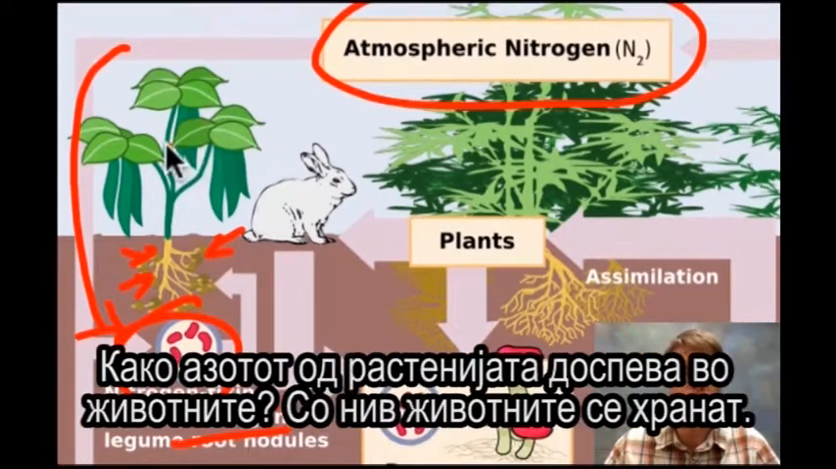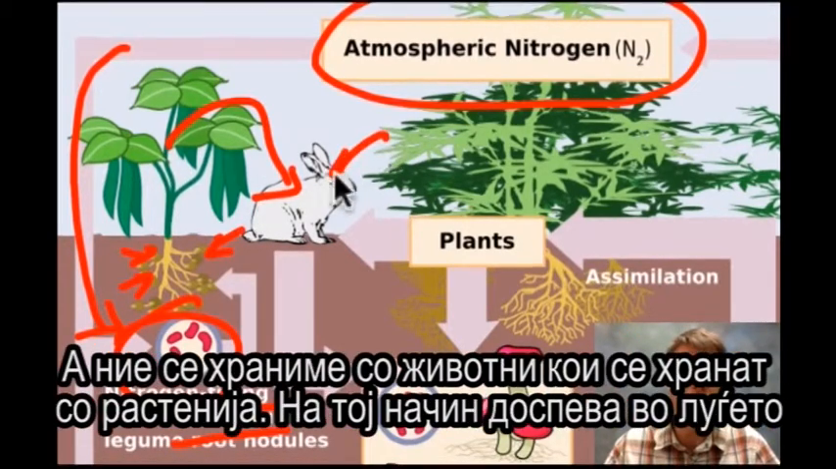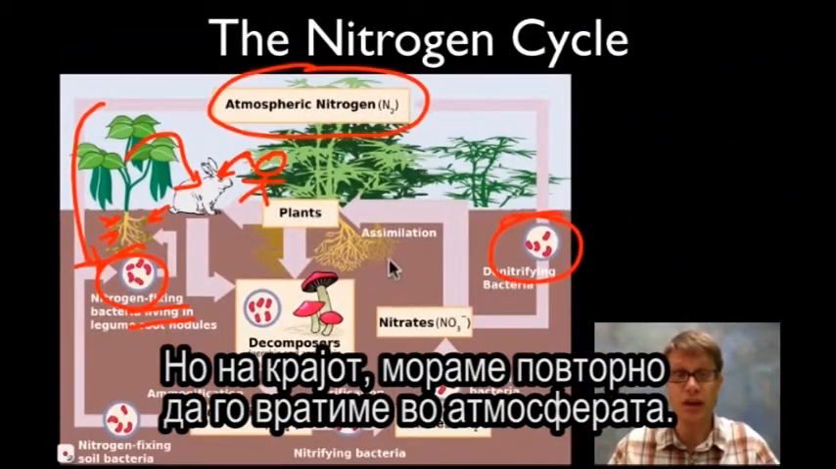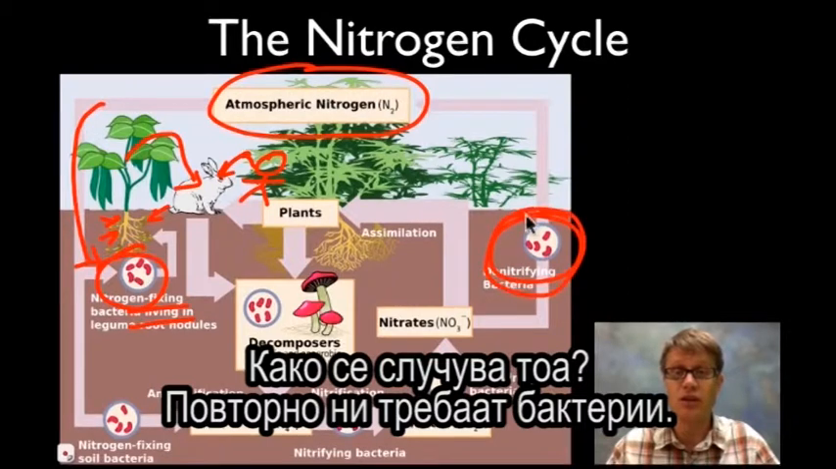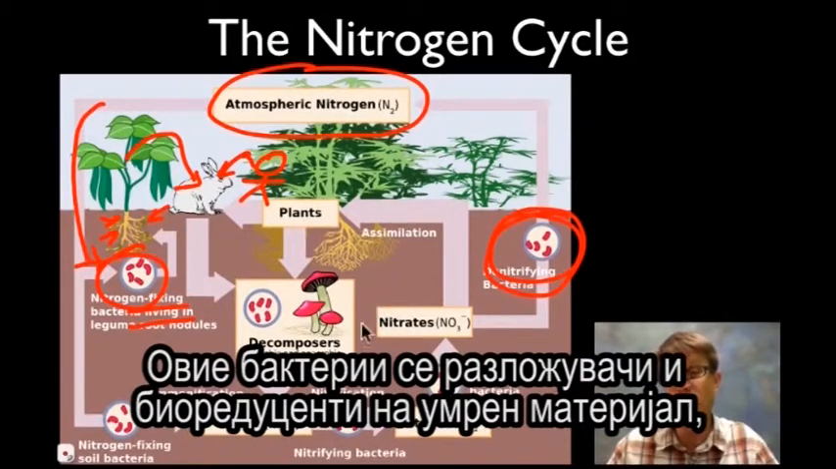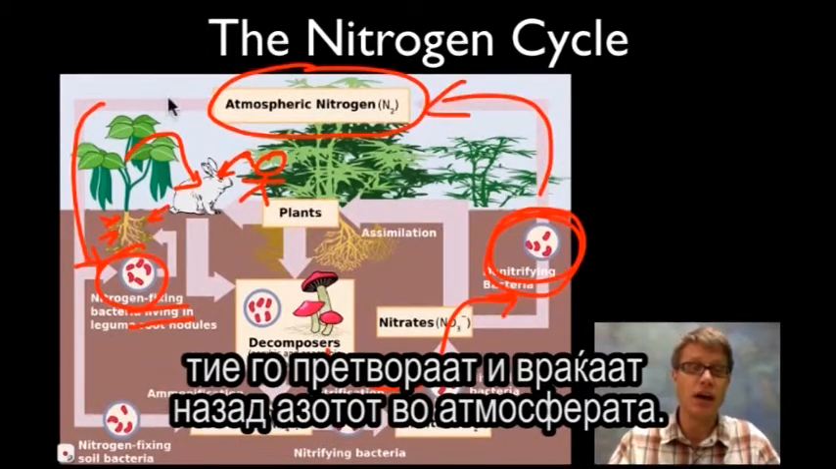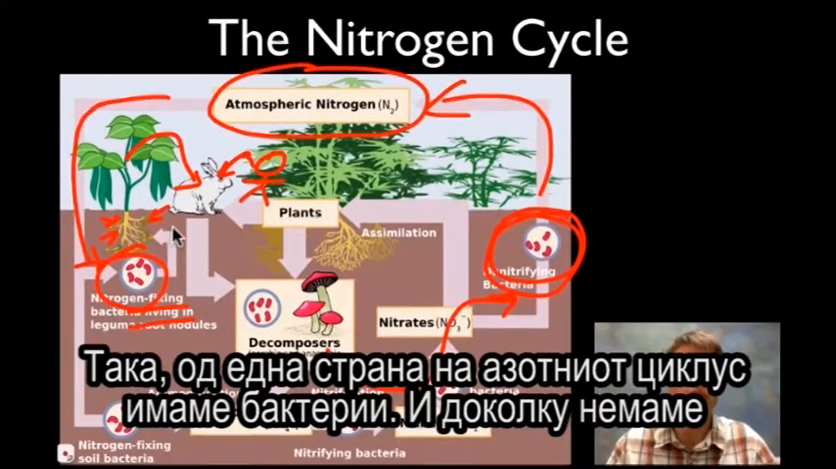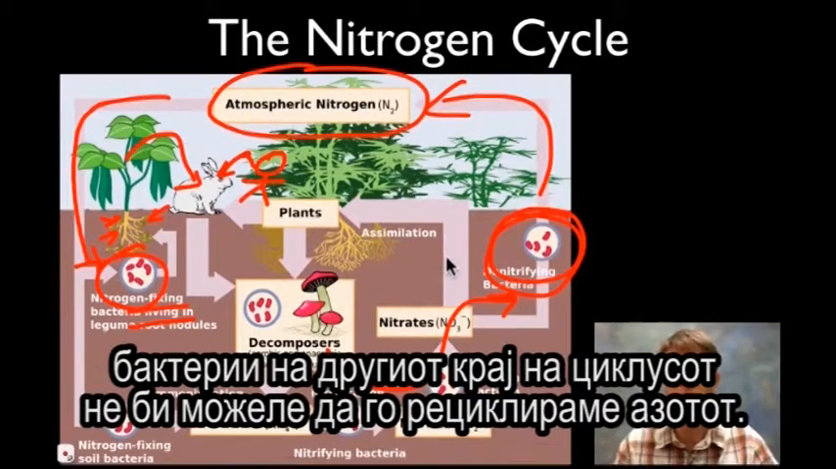Once the nitrogen is in plants, how does it get into animals? Well, they eat the plants. And we eat the animals that eat the plants. And that's how it gets into humans. But eventually we have to return it again to the atmosphere. How does that occur? We're going to have bacteria, and those bacteria, as we decompose dead and dying material, are going to convert that back into atmospheric nitrogen. And so on either side of the nitrogen cycle, remember, we have bacteria. And if there's no bacteria on either side, we can't recycle that nitrogen.